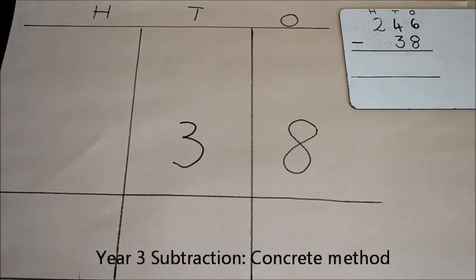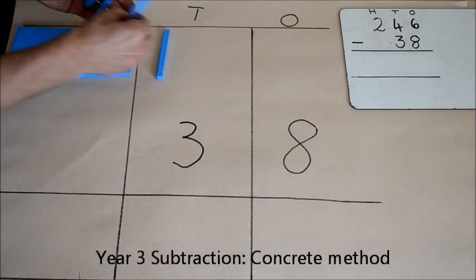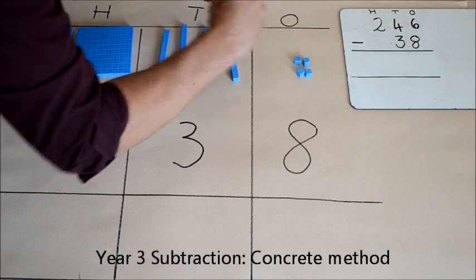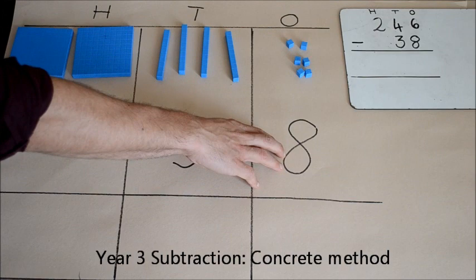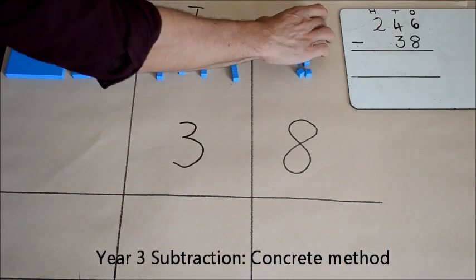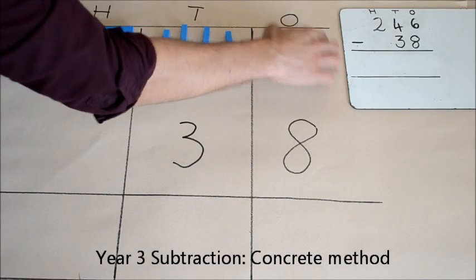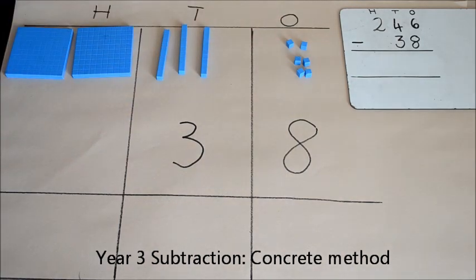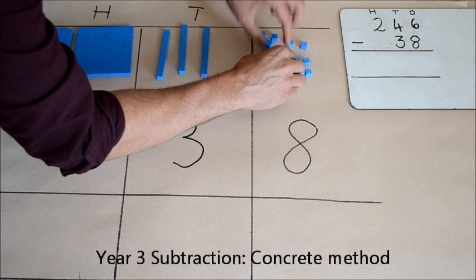I'm going to start with making the number 246, which is 2 hundreds, 4 tens, and 6 ones. We do not make the number that we are subtracting, we write it so that it is clearer. I'm going to start in the right hand column and take 8 ones from 6 ones, but I do not have enough ones to do this, so I'm going to exchange a 10 for 10 ones.